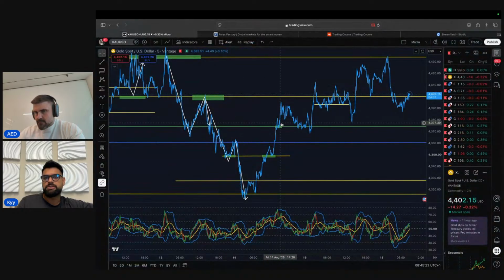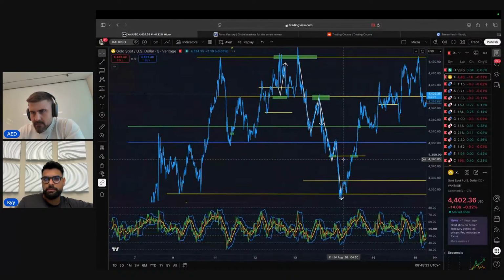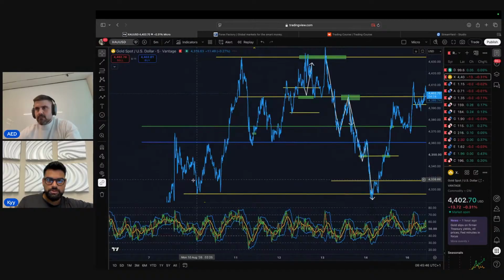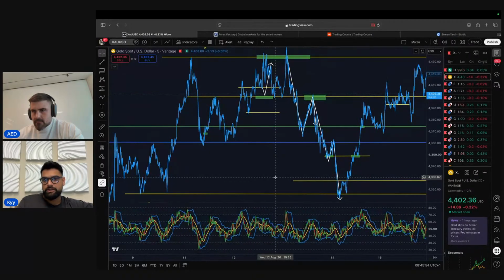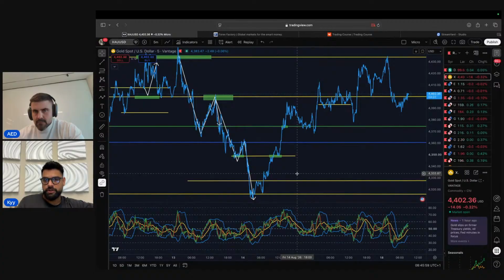Okay, let's look at the charts. For the ones who haven't seen us live before, there's 3 trends that the market usually moves in, which is the uptrend, downtrend, and consolidation. And lately, since the 7th of August, about 10 days ago, the market has been in consolidation. It's not really got a certain structure.